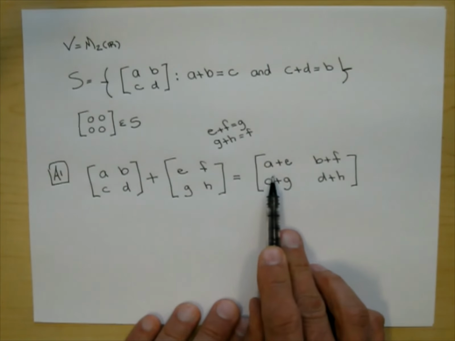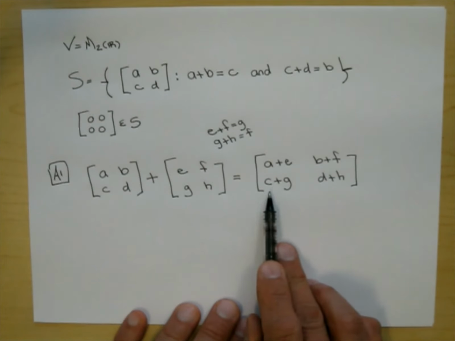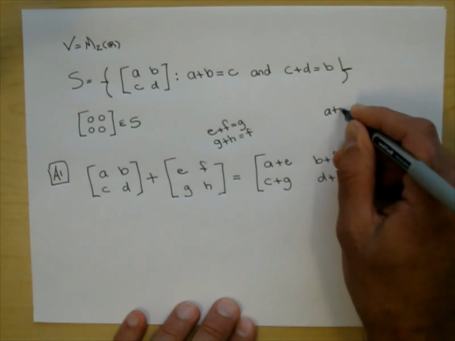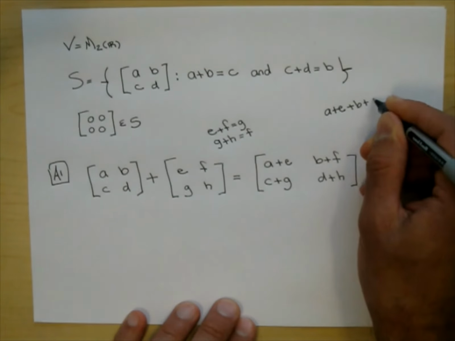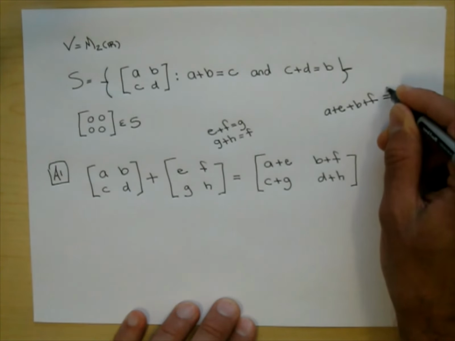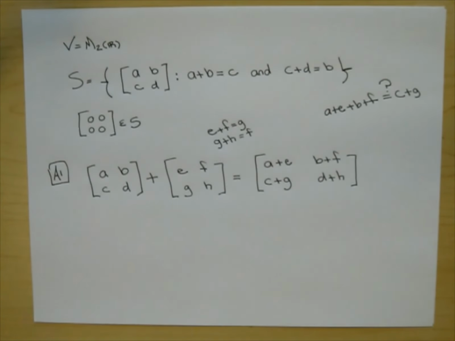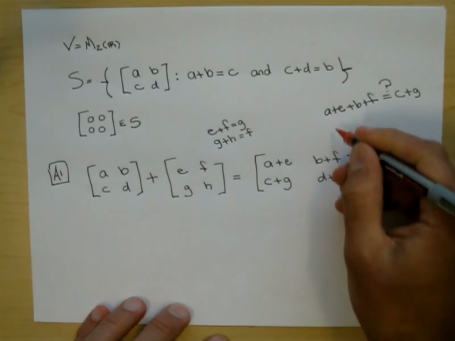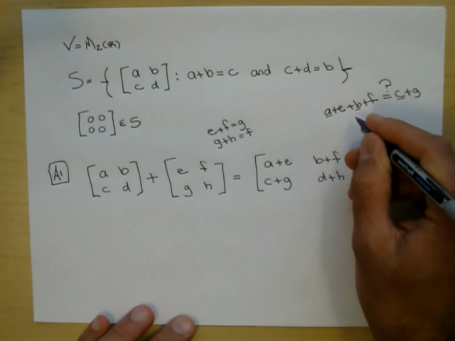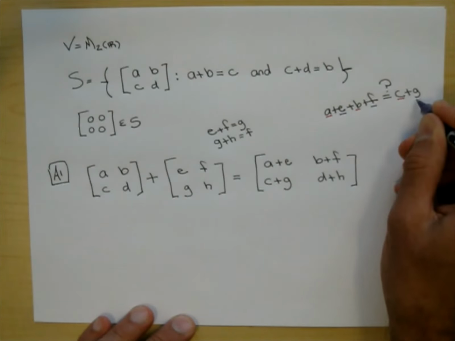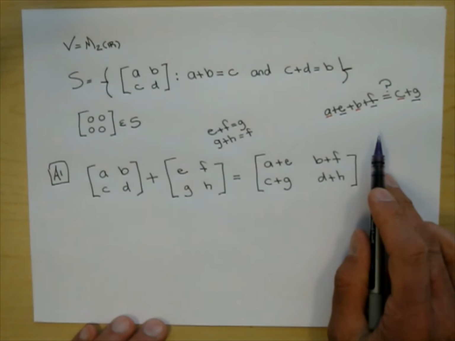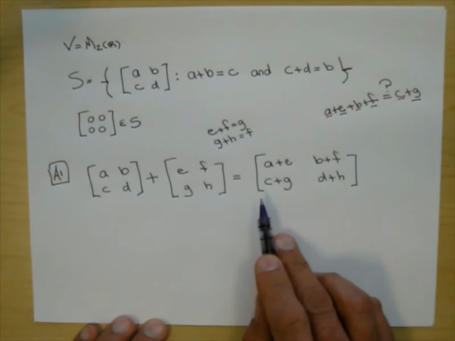So does the first row add up to C plus G? Well, let's see. Does A plus E plus B plus F equal C plus G? So we'll put a question mark over that. Well, we know that A plus B equals C. We also know that E plus F equals G. So yes, we do have the first row adding up to C plus G.